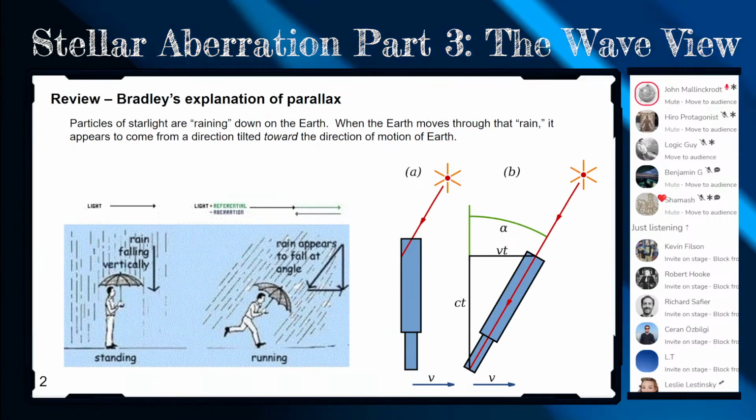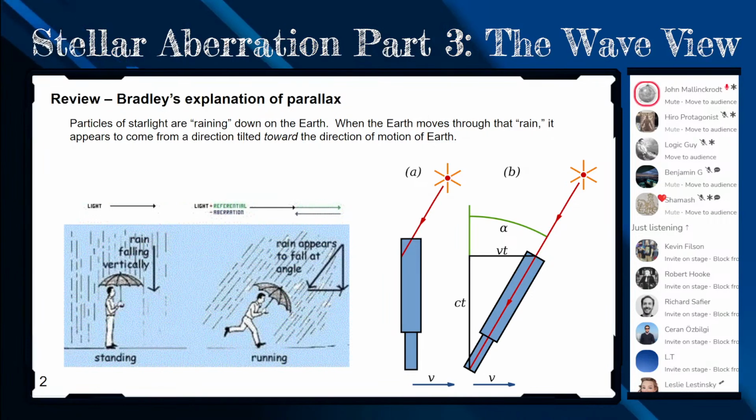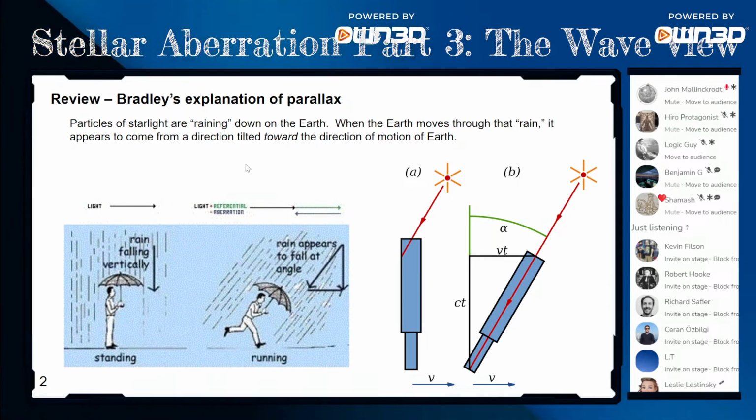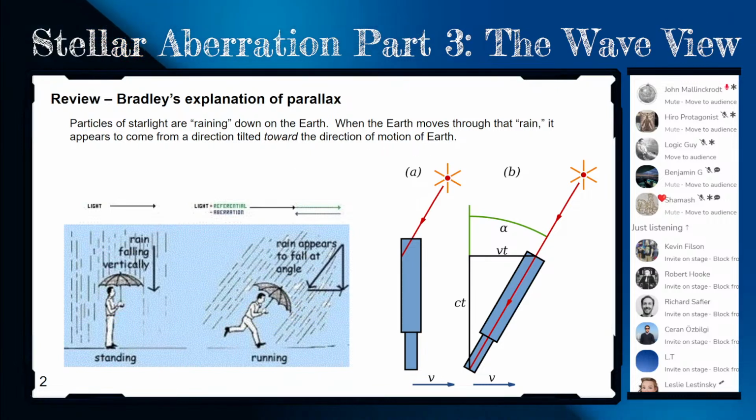First few slides here are a review. Last couple of weeks, we were talking about Bradley's explanation of parallax. I just realized there, I'm going to change that. That should say stellar aberration. That was the point. Bradley was looking for parallax, but he found stellar aberration.